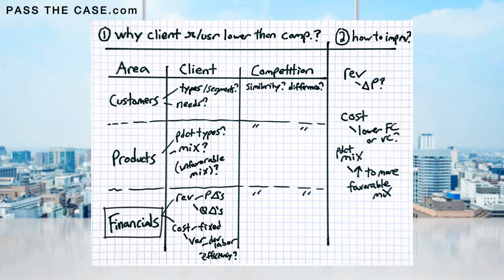per user. And then within costs, I'd like to break them into fixed and variable costs and see if either have changed over time as a percentage of our revenue. Perhaps our labor rates for developers and designers are well above benchmarks, or perhaps our development efficiency is below par. And then last, I'd like to understand how we compare to the competition across the same dimensions, including the customer types and segments, the product portfolio, and the financials.